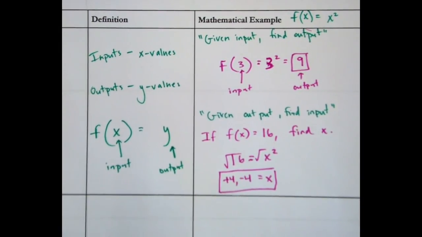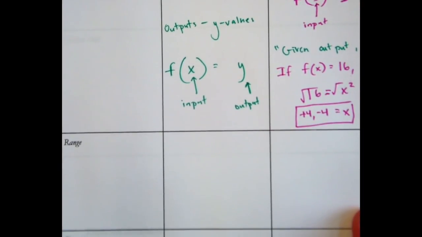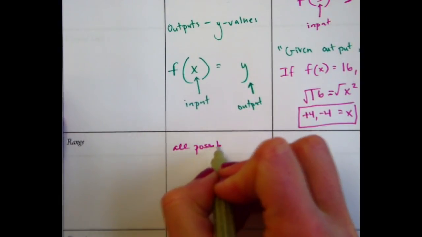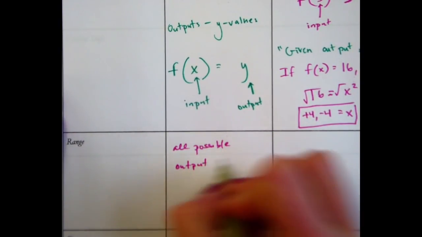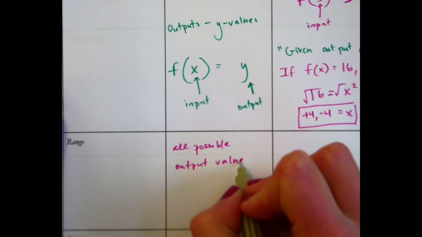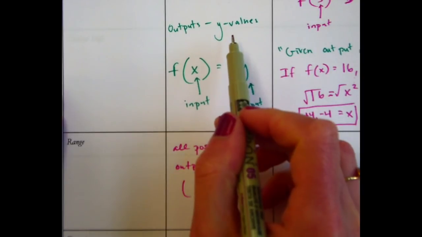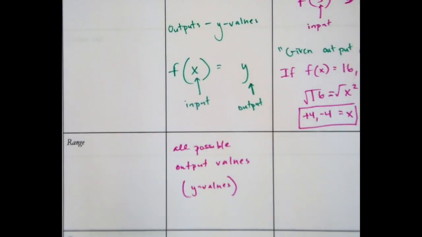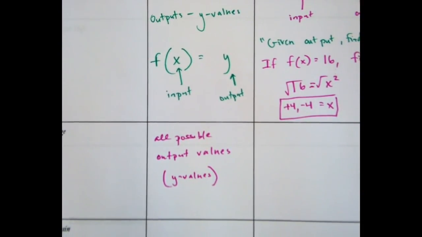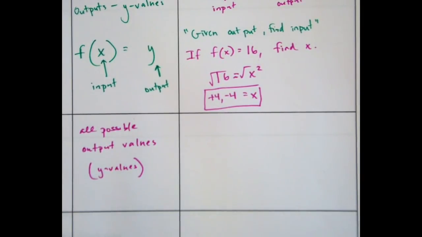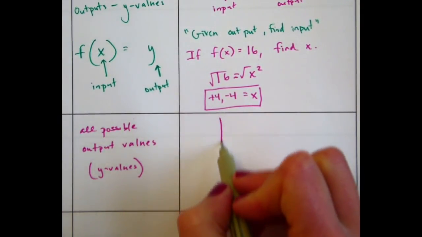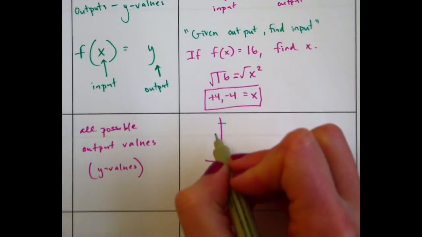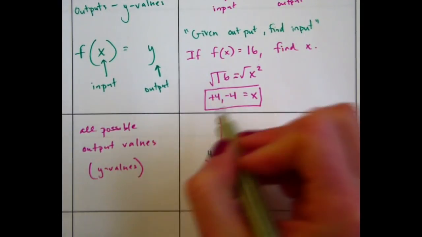Okay, moving on, range. We really just talked about range graphically, and a range is all possible output values. And we know output values from our other vocabulary definition are y values. So all possible y values. Range, we normally would find it using a graph. So if I had something like this, my y values are between 4 and 6.